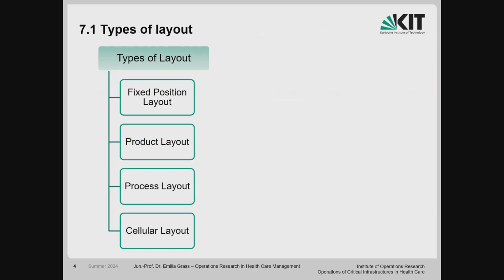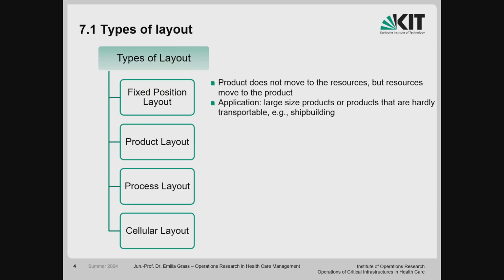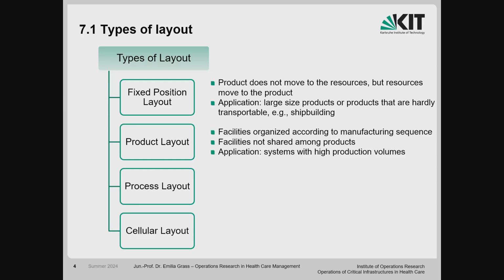Okay, so what kind of types do we have? Fixed position layout is simply that we don't move the product itself because it's simply too huge, like a ship or like a train. So everything comes to this product. Next is the product layout, common in assembly line production, for instance, car manufacturing, where you have this line. Maybe you've seen that once. You have the line and the car is moving and everyone is coming and putting some kind of tires or doors or an engine into the car, and the car is moving through the line.